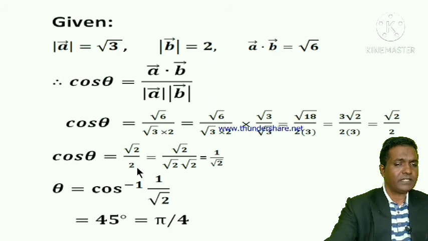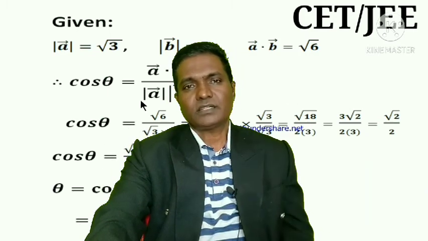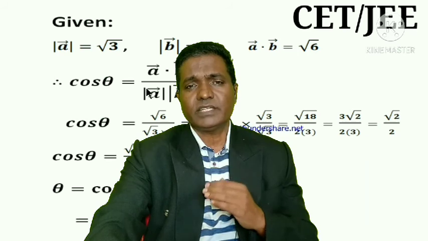Now further you may simplify it, as we know 2 can be written as root 2 into root 2. So one root 2 cancels. You will be left with 1 by root 2. So theta is equal to cos inverse of 1 by root 2, and as we all know, cos inverse of 1 by root 2 is 45 degrees, which can be written as pi by 4. So this is the angle between two vectors. So you must know what the dot product is. We'll be dealing with much more of this in the next video.